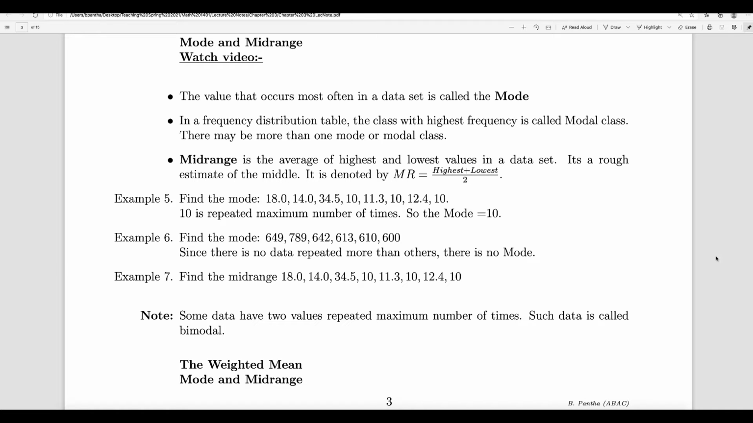Okay, so now we want to talk about how to find the mode and the mid-range. What is the mode? The mode is the value that is repeated most. In the case of a frequency distribution table, the class with the highest frequency is called the modal class.